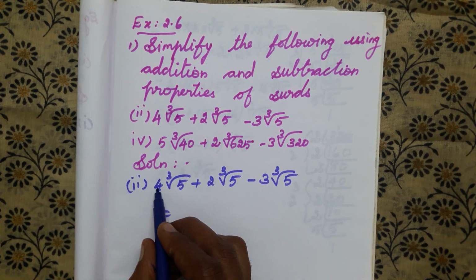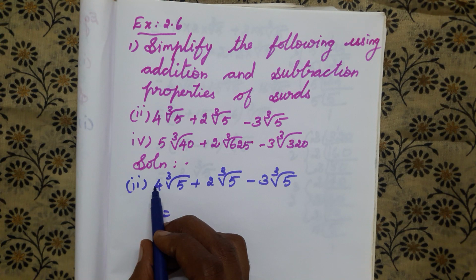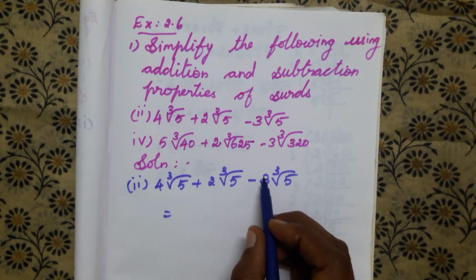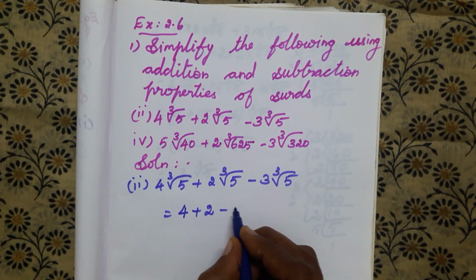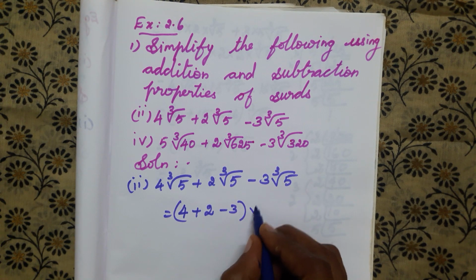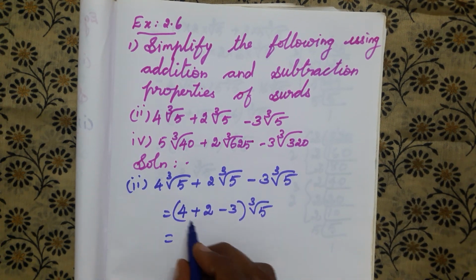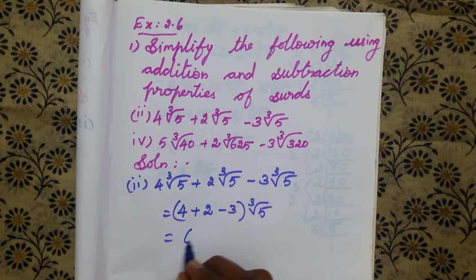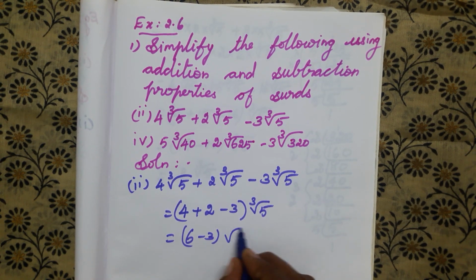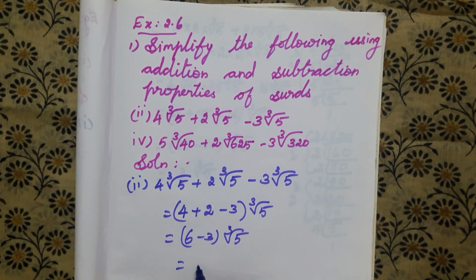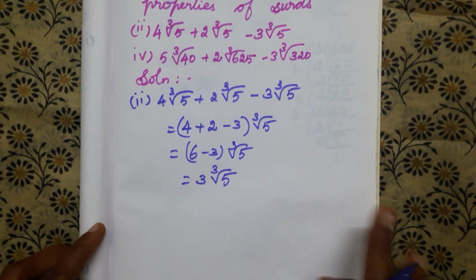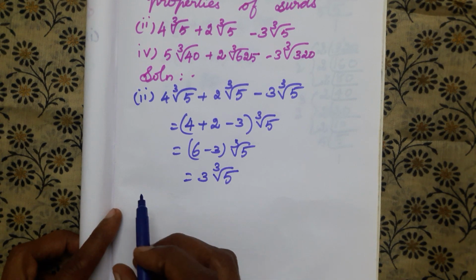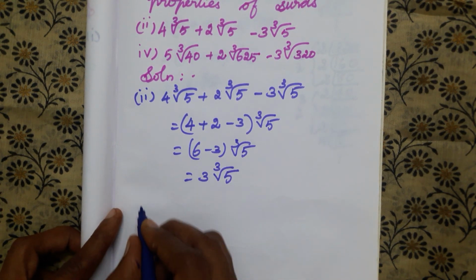So what's the coefficient of this? Coefficient 4. Here the coefficient is 2. Here the coefficient is 3. So we have to write 4 plus 2 minus 3 into cube root of 5. 4 plus 2 is 6, 6 minus 3 into cube root of 5 is equal to 3 cube root of 5. Then the fourth problem. Now I am going to do the first and second; the third problem you have to do as homework. The fourth problem.